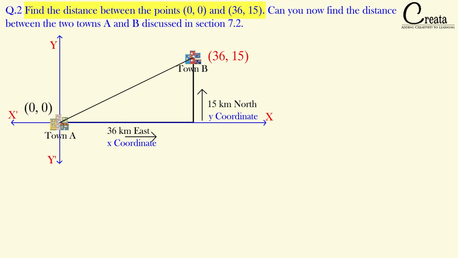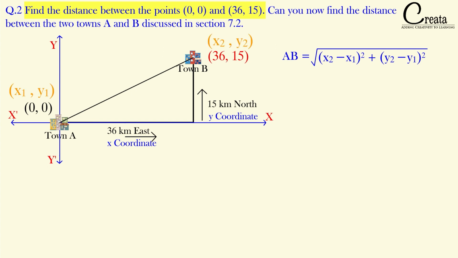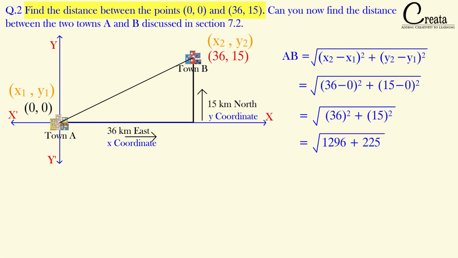So we have observed and visualized the question. Let's use the distance formula. Here, let's assume this point as x1, y1 and this point as x2, y2. Let's put the values. Let's open the square. We got root of 1521, which is basically 39. So we got our answer as 39. That is the distance between the 2 points, that is town A and town B.